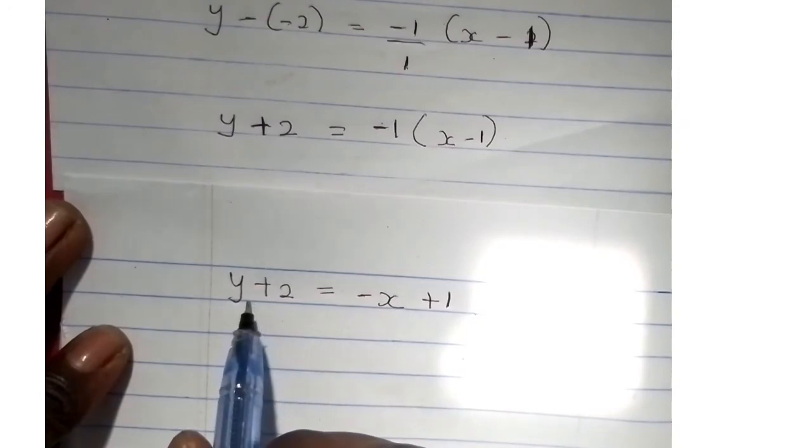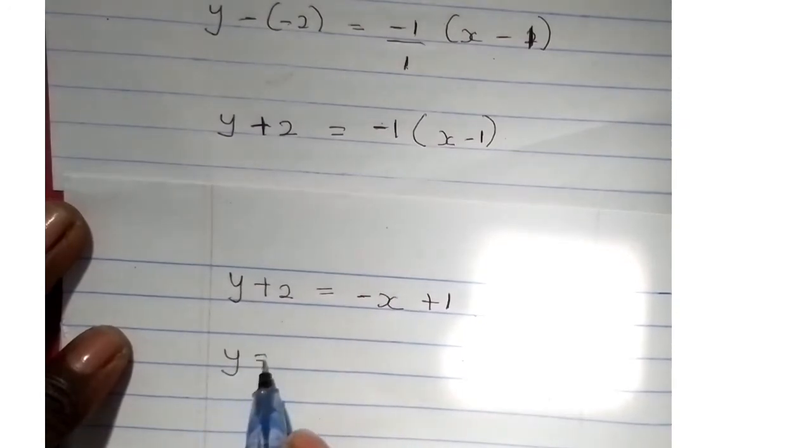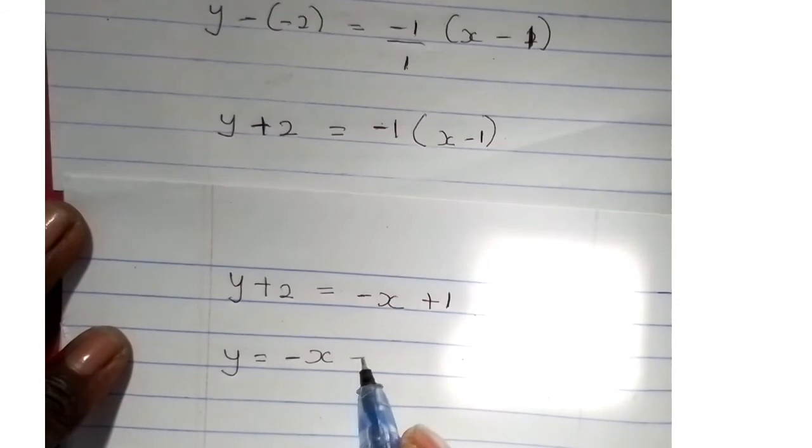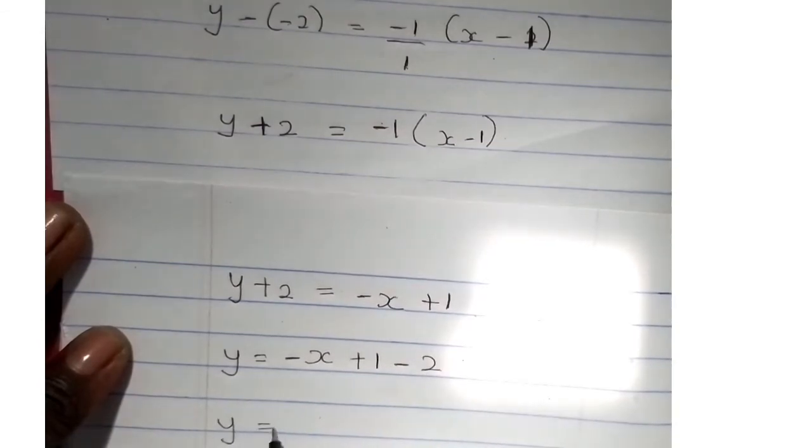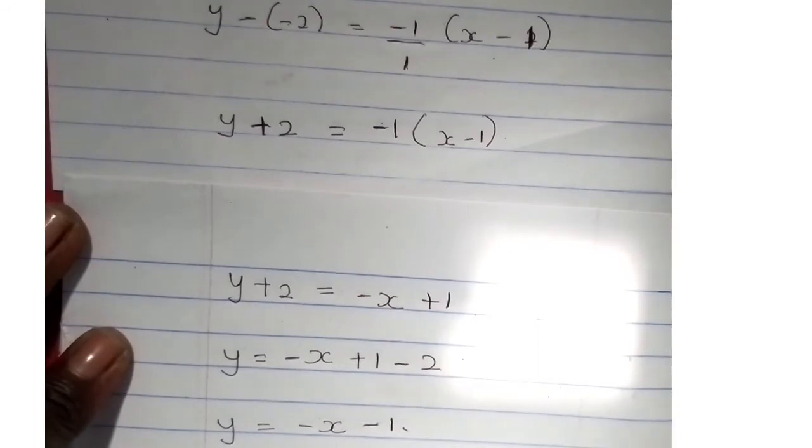So at this point y is going to stand on its own, so we're going to have y equal to minus x plus 1 minus 2, so y equal to minus x minus 1. So therefore this is the equation of the normal. So this is the first example. We're going to take another example right now.